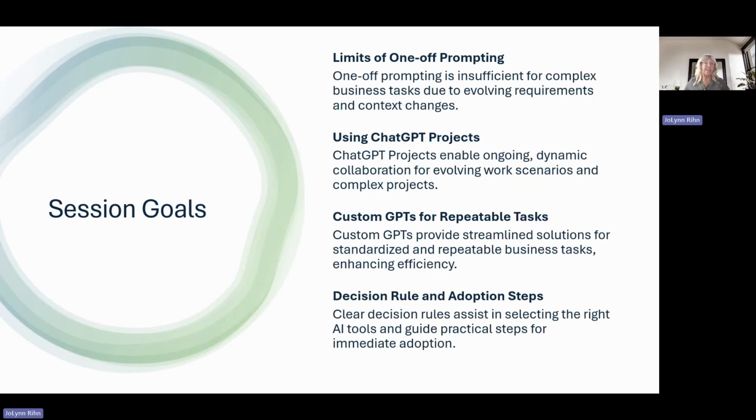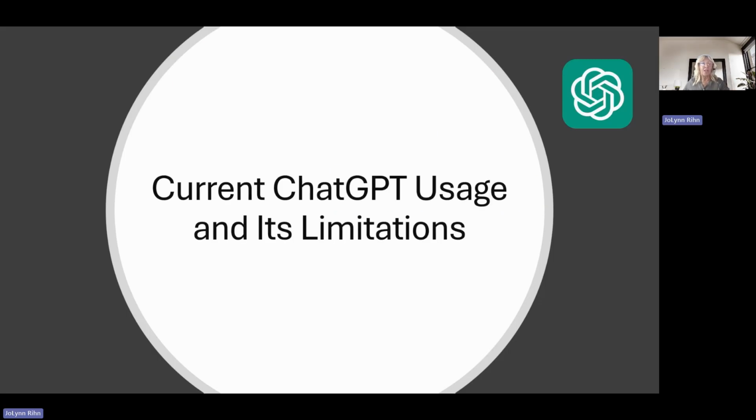So we'll start by looking at why one-off prompting breaks down, then explore projects for work that evolves, and custom GPTs for standard tasks. Then we'll finish with adoption and governance so that we can use the tools responsibly and with confidence when it comes to working with our business information.